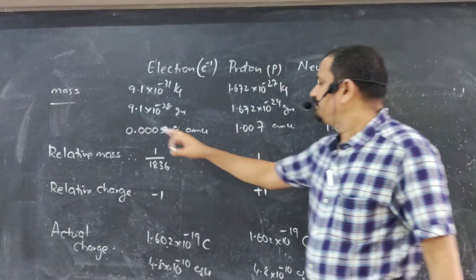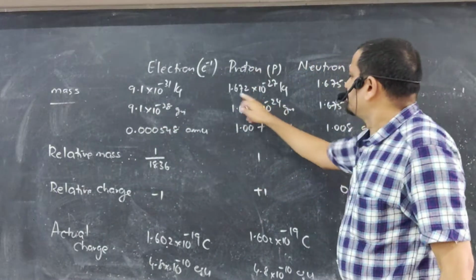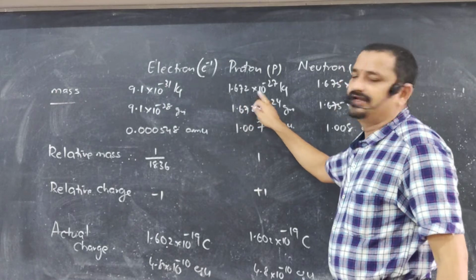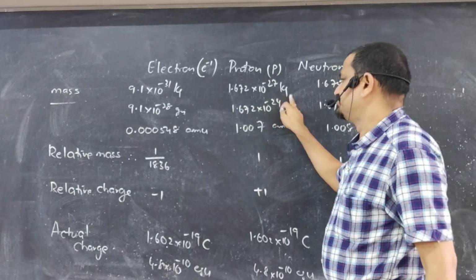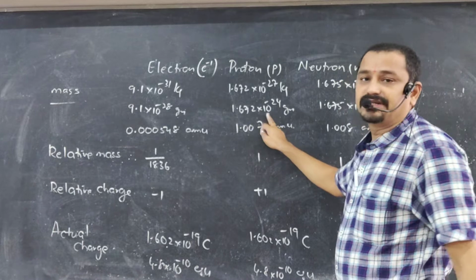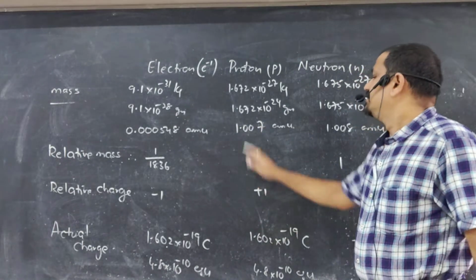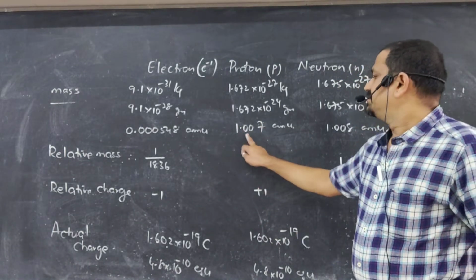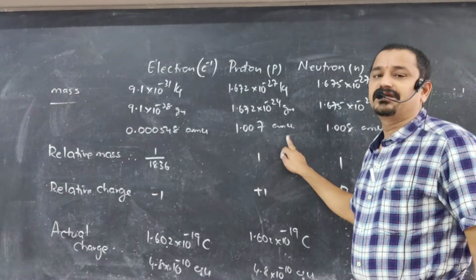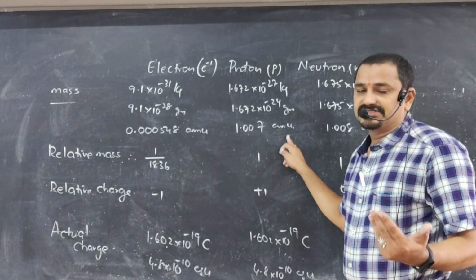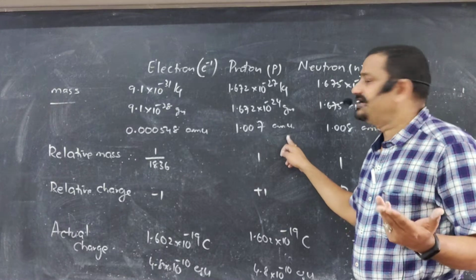And when it comes to the mass of proton, it is 1.672 × 10^-27 kg or 1.672 × 10^-24 grams or 1.007 atomic mass unit. Recently, atomic mass unit was replaced by the term unified mass.